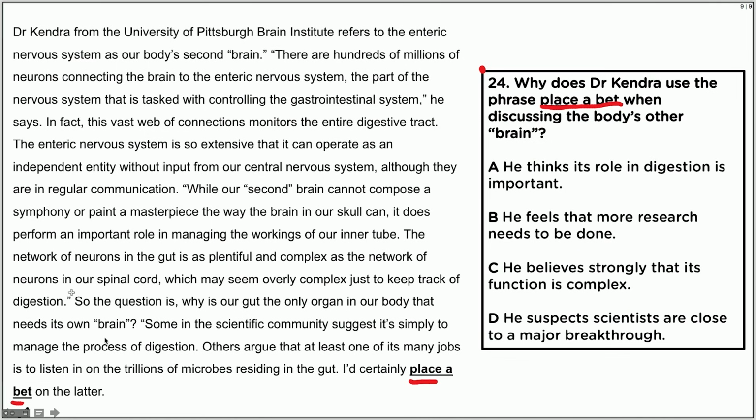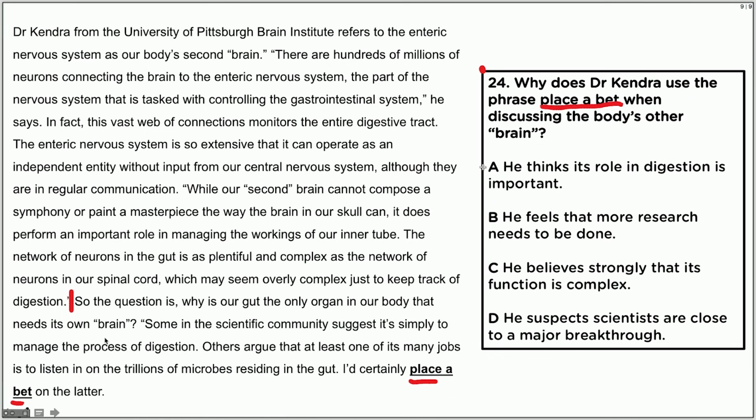We'll start here. It says, so the question is, why is our gut the only organ in our body that needs its own brain? Some in the scientific community suggest it's simply to manage the process of digestion. Others argue that at least one of its many jobs is to listen in on the trillions of microbes residing in the gut. I'd certainly place a bet on the latter. In other words, Dr. Kendra thinks that its role is to listen in on the trillions of microbes residing in the gut.